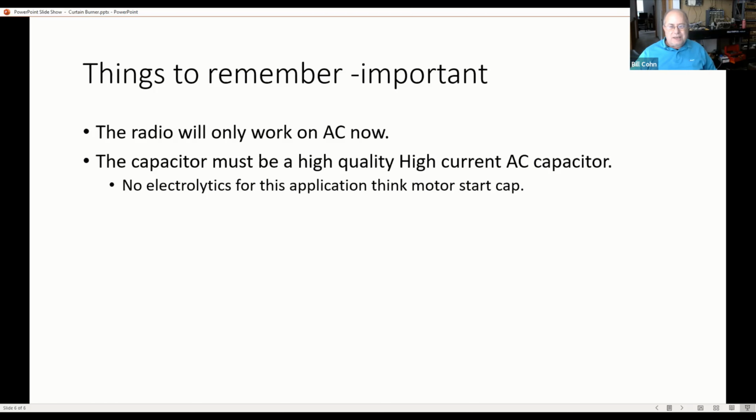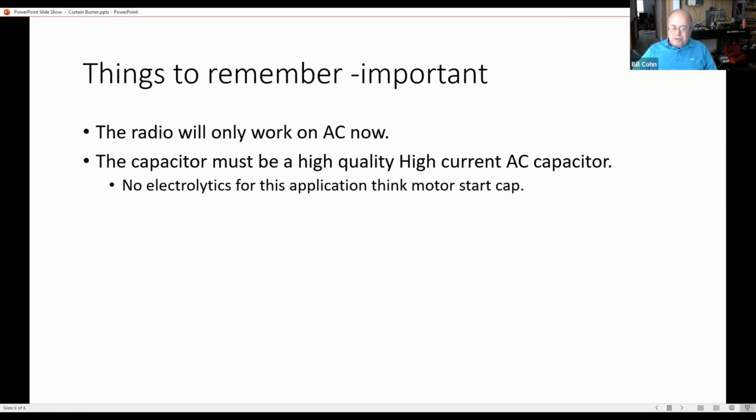Now, you don't have to be exact because the tubes are pretty fluid. They'll work plus or minus 10% without too much trouble. I don't think it's a real issue. Also, when you do this, of course, your radio now becomes an AC only radio because it will not work on DC anymore. Not that many people are trying to plug it into a DC outlet.